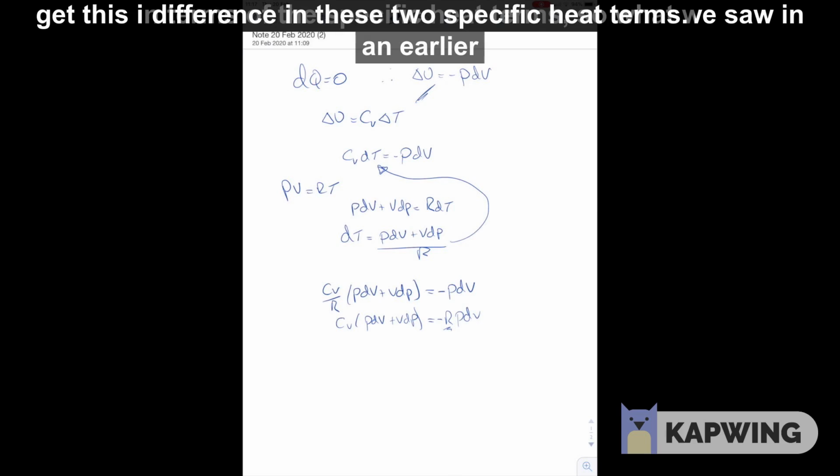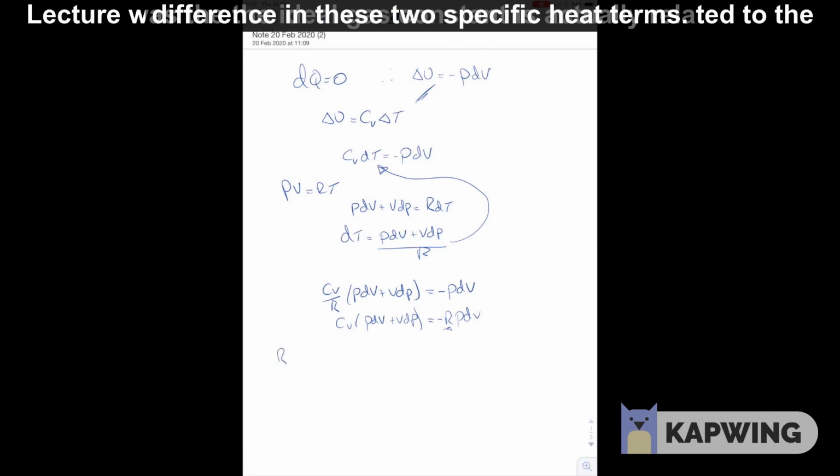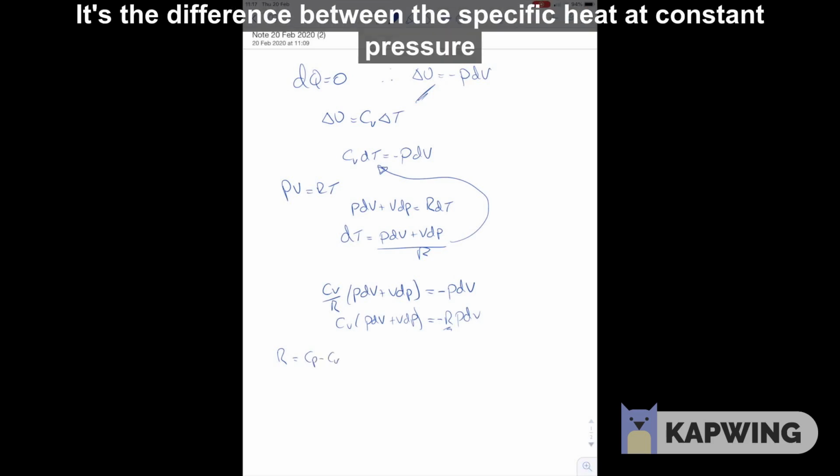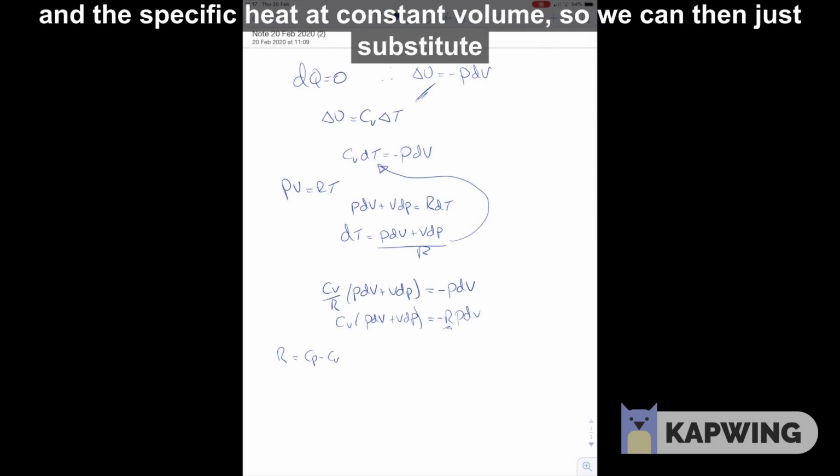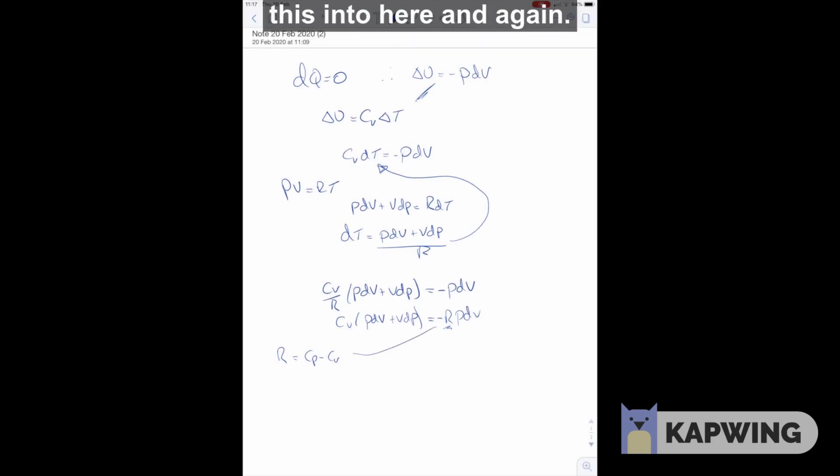So what we saw in an earlier lecture was that the ideal gas constant is actually related to the difference in these two specific heat terms. So it's the difference between the specific heats at constant pressure and the specific heats at constant volume. So we can then just substitute this into here, and again we'll do a bit of quick rearranging.